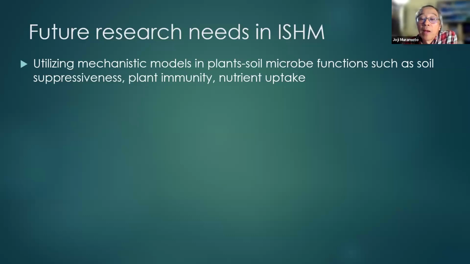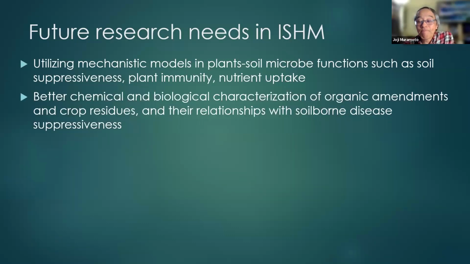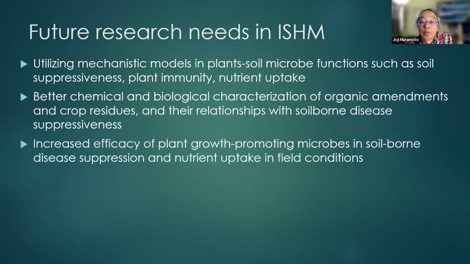Examples include utilizing mechanistic models of plants' soil microbiome functions, such as soil suppressiveness, plant immunity, and nutrient uptake, and better chemical and biological characterization of organic amendments and crop residues, and their relationship with soil-borne disease suppressiveness. Increase the efficacy of plant growth promoting microbes in soil-borne disease suppression and nutrient uptake in field conditions. Many studies are done in pot greenhouse conditions, but we really need field conditions research.